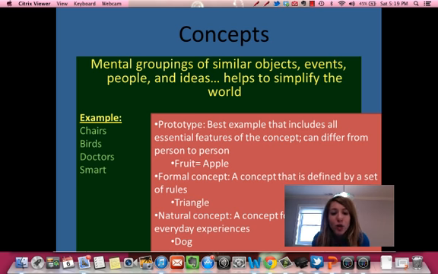A formal concept is a concept that has specific rules, like a triangle or a square. And a natural concept is something that's more fluid, not so much specific to rules, and it's formed through everyday experiences. So like a dog, right? You learn what the concept of a dog is through seeing them, and they're not all the same. They don't all have the same rules.